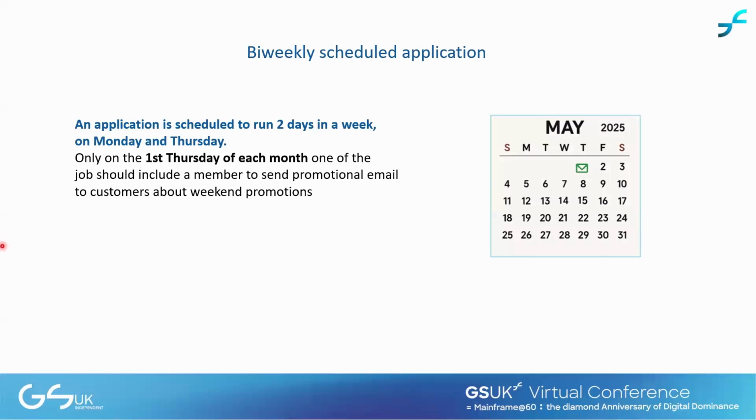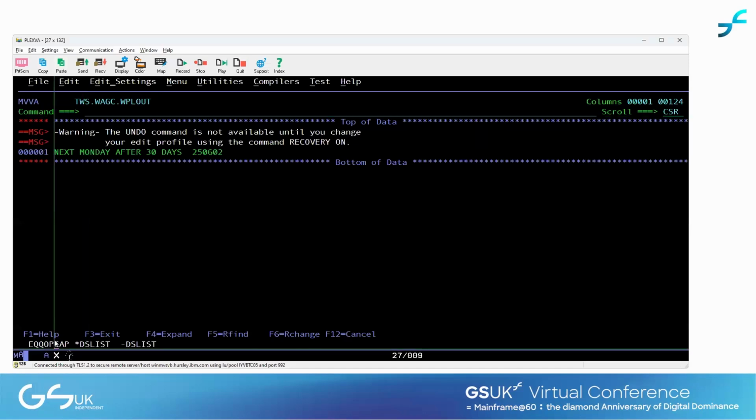Again, let's return to the example where we have an application which is scheduled to run twice in a week, on a Monday and on Thursday. Only on the first Thursday of each month, the job should include a member to send a promotional email to the customer about the weekend promotions. The first Tuesday of the month is today's date, 1st of May. Now, let's review how this application looks like in IZWS.